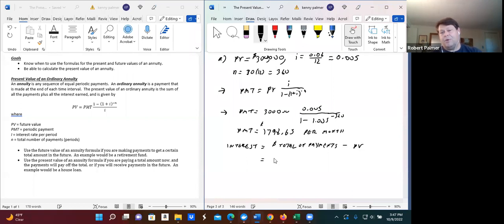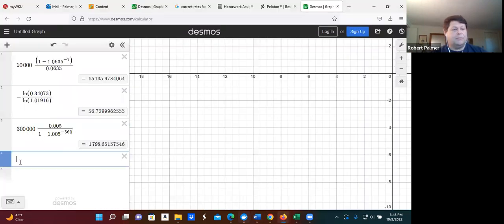So if we do that, we have $1,798.65 times 360, right? 360 of those. And you see this is going to be quite a bit more than the $300,000 the house was worth. So let's go back to Desmos and do that so we can see it easily. Our monthly payment is $1,798.65 times 360 payments, and you see that's $647,000. So we're paying way over twice as much.